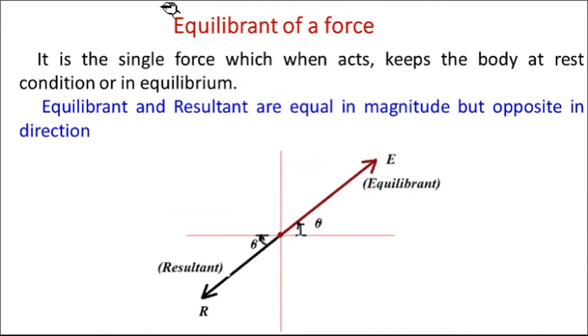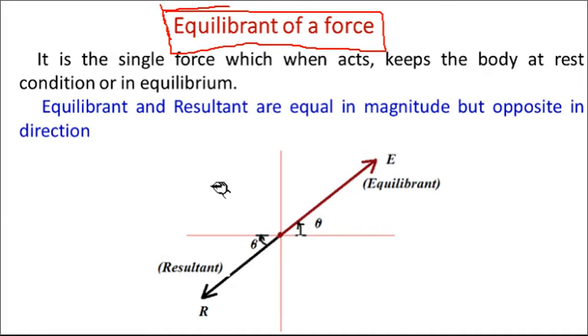Now another important point in equilibrium is the equilibrant. Up till now we have just discussed the resultant. Equilibrant is opposite to that of resultant. What is the difference between resultant and equilibrant?